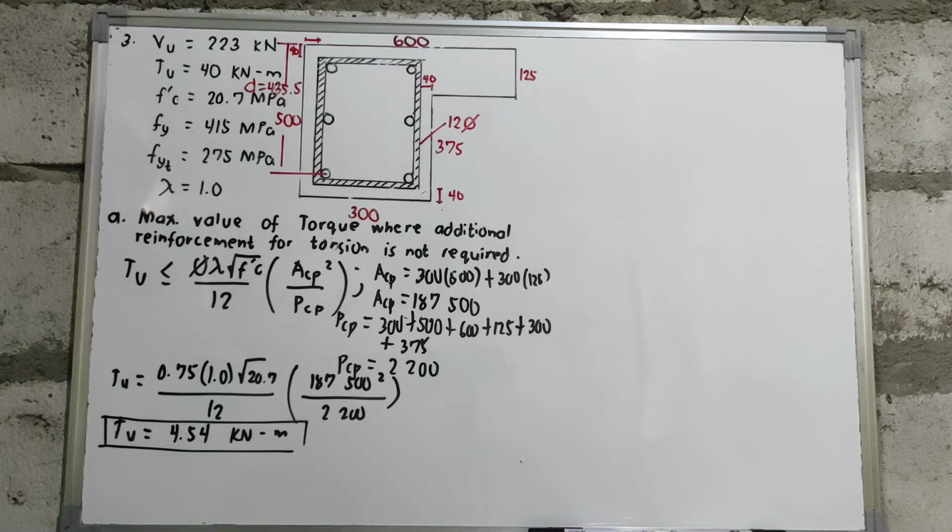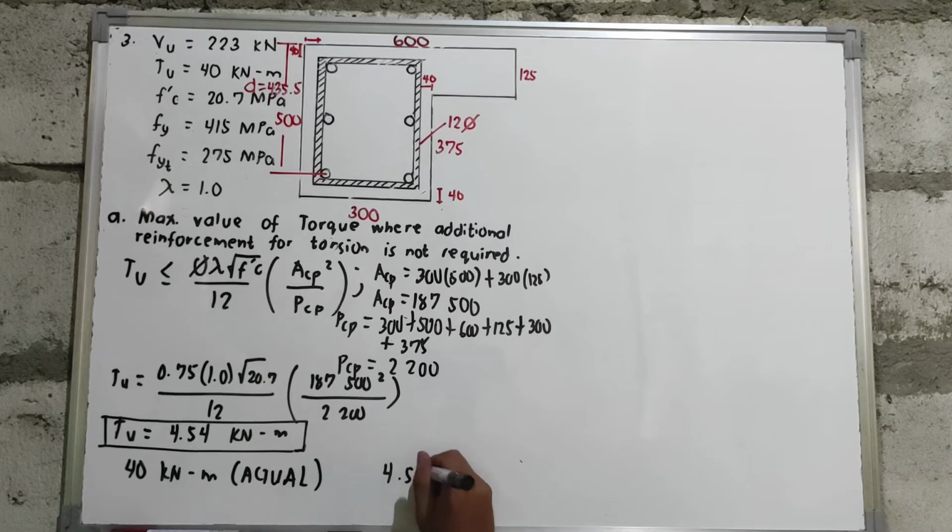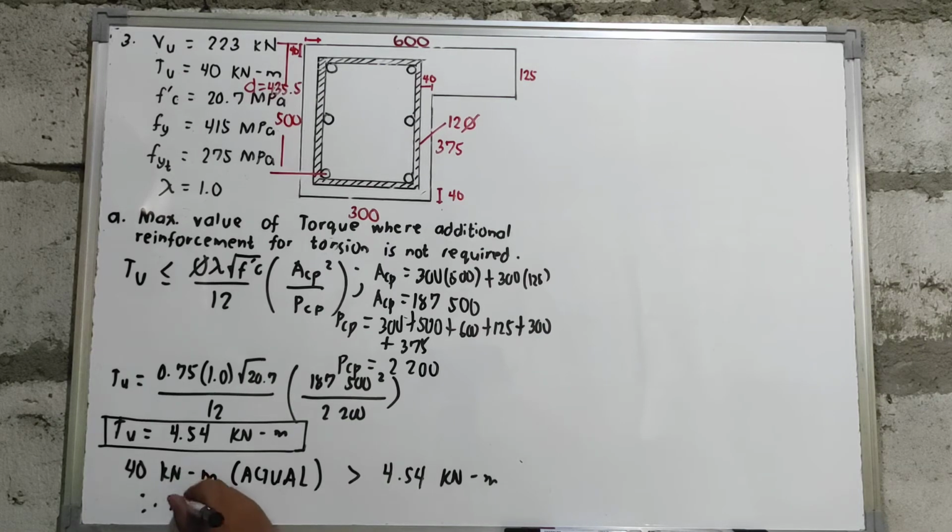So next, we will find the required spacing of the 12 mm diameter transverse torsional reinforcement. First, let us check whether our beam really needs torsional reinforcement. So we compare our actual Tu, which is equal to 40 kilonewton meter, versus the limiting value we got for threshold torsion, which is equal to 4.54 kilonewton meter. Since our actual value exceeded the capacity of the beam to withstand torsion, therefore torsional reinforcement is required.